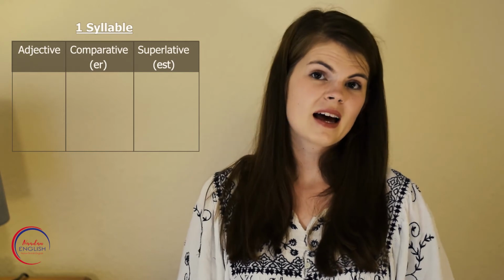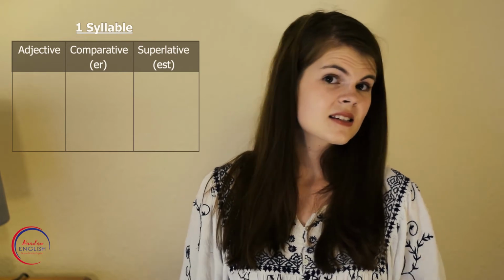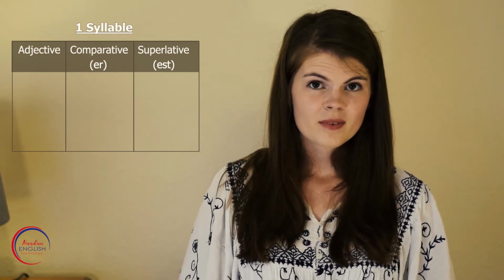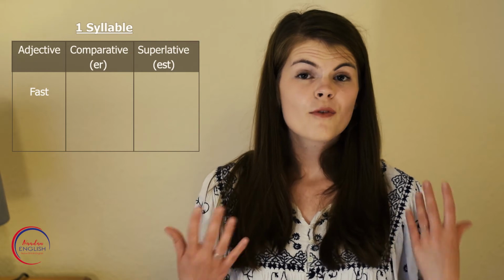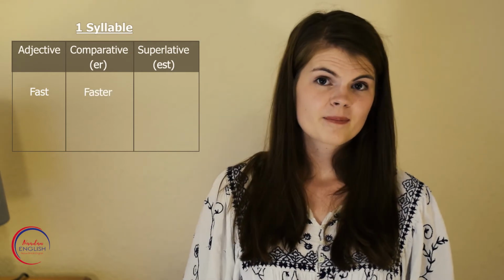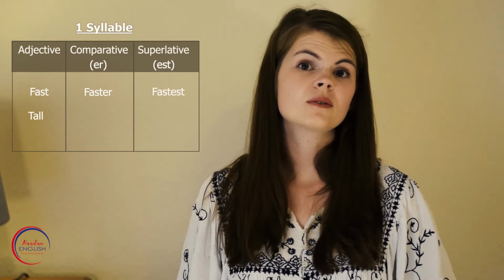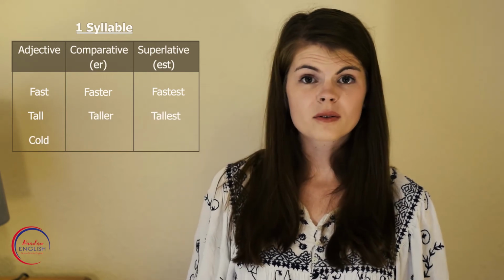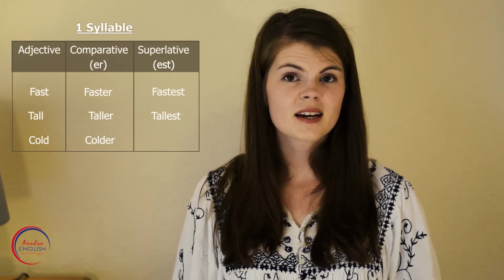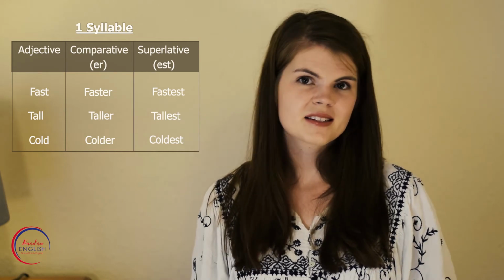So for one syllable, you add ER onto the end, and for superlatives, you add EST onto the end. For example, fast is the adjective, so we would say for comparative, faster. And then for superlative, fastest. Then we have tall, taller, tallest. Then we have cold, colder for comparative, and coldest for superlative. So I hope you see that pattern there.